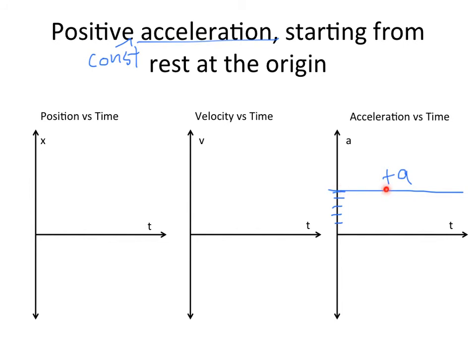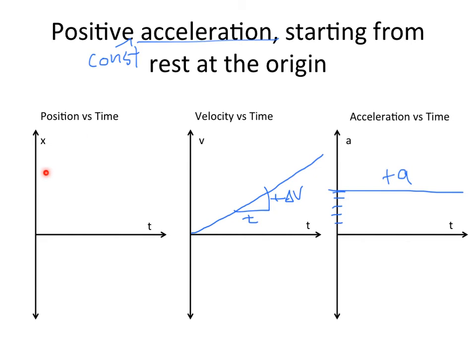But remember, the y value of this line indicates the slope of the previous line. So if it's got a constant positive acceleration, we're going to have a constant positive slope right here. We have a constant positive change in velocity over time. That's indicated by the acceleration. That makes sense. All right?